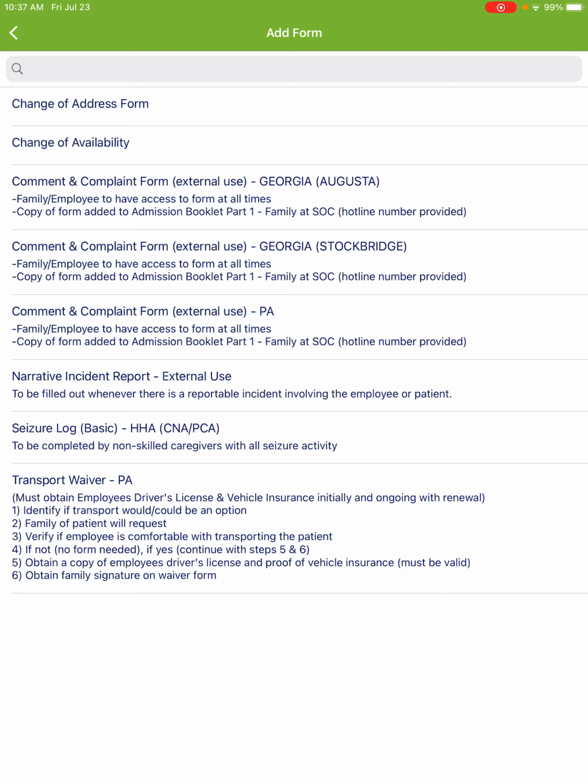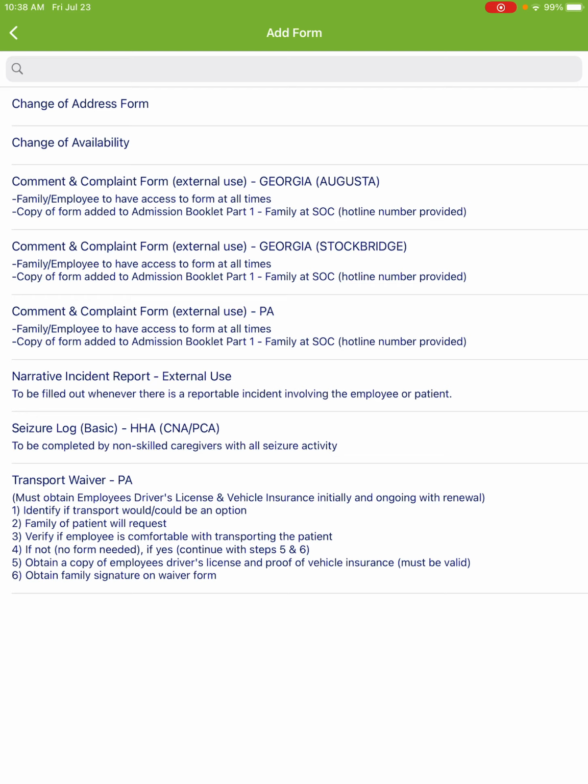For your respective states, if you're a Georgia home health aide, you'll use the Georgia complaint forms. If you're from PA, you'll use the one labeled PA. Otherwise, unless it specifically states a state next to it, the remaining are interchangeable, used for both PA and Georgia. So you have your change of address form, change of availability, your comment and complaint forms used for externals only, so that would be you guys.